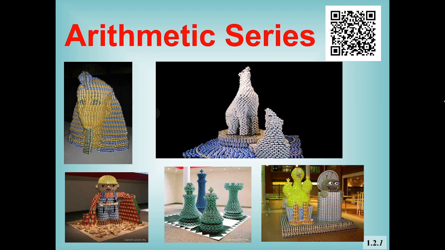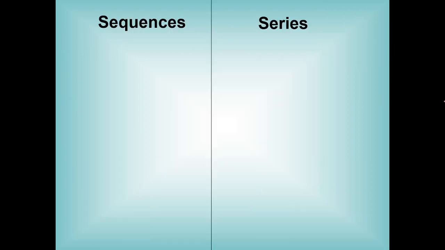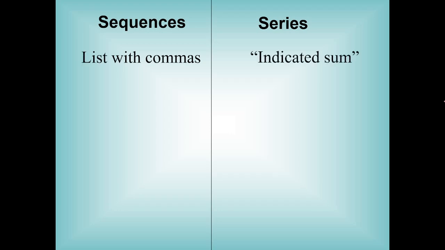Okay, for our session today, we will be having arithmetic series. Now, let's differentiate first sequences and series. What is the difference between a sequence and a series? This will be the difference. A sequence is simply a list of numbers with commas, while a series is an indicated sum, meaning it's a stated number plus a certain number plus another number.